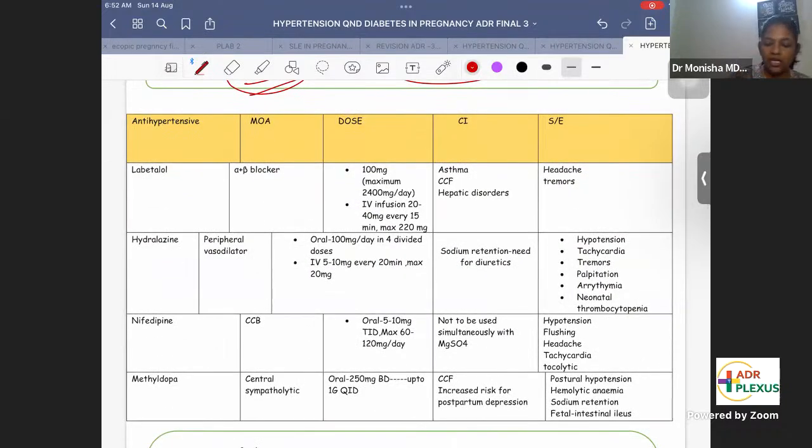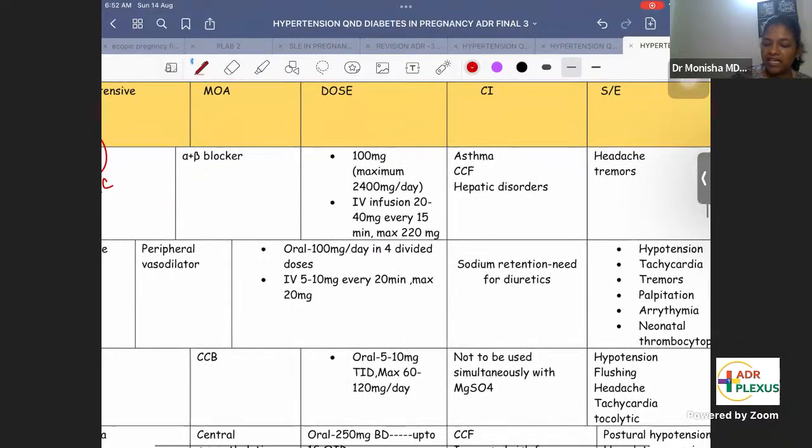The most commonly used drug is labetalol, which is an alpha and beta blocker, given as 100 milligram. Remember, all this can be questioned. What is the maximum dose of labetalol? Oral labetalol that can be given is 2400 milligram per day. You can either give it once, or start with a BD dose, or QID; it can be given even 4 times. That's how it is given. For IV infusion, remember, the maximum dose is 220 milligram. This is also a very important question.